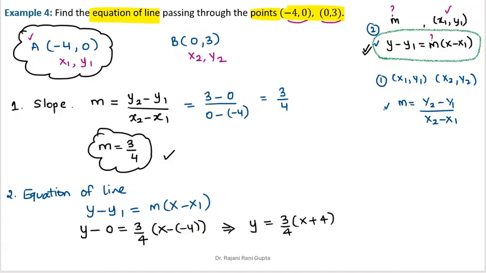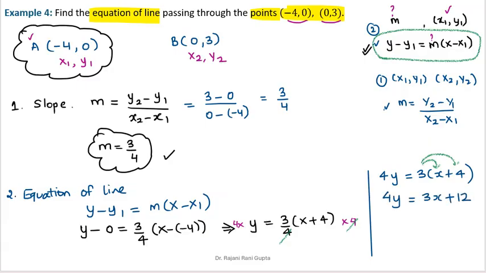Now, what you can do, you can still simplify it. How you can simplify? Multiply both sides by 4. So this 4 gets cancelled. And then the further simplification gives you 4y equal 3 times x plus 4. Using the distributive property on the right side, because it's always better to write it in the simplified form, equal 3x plus 12. So this is your equation of line. Okay, clear?